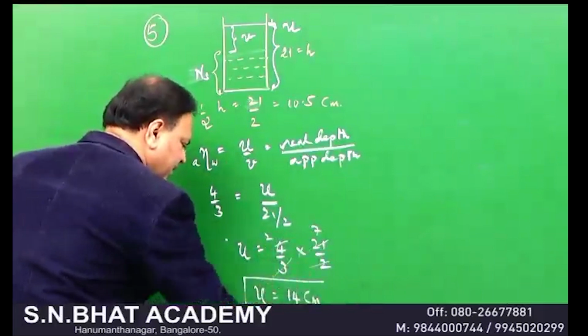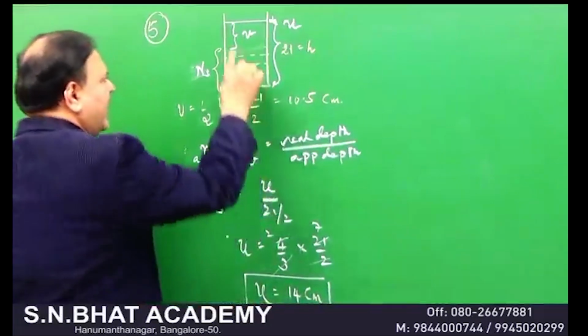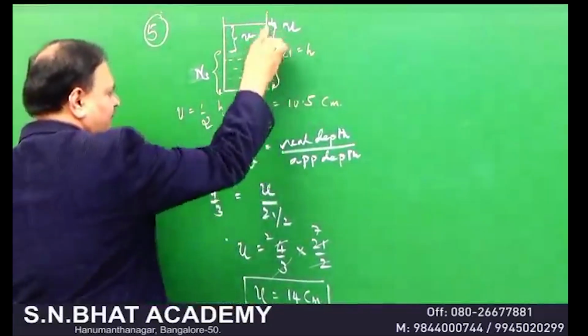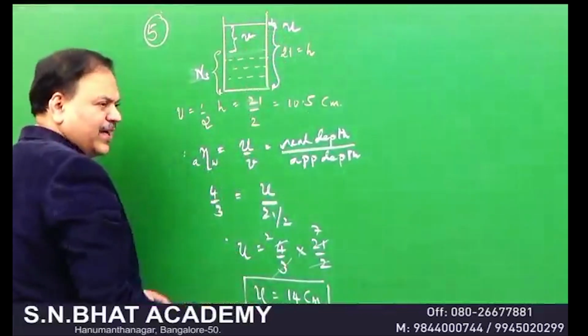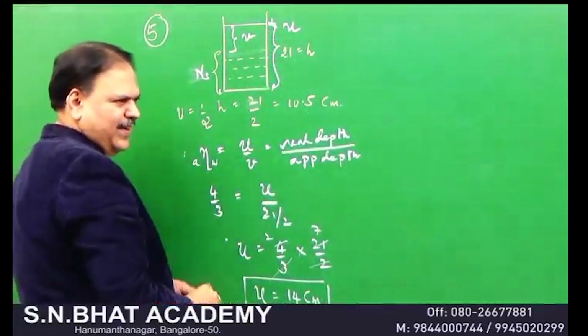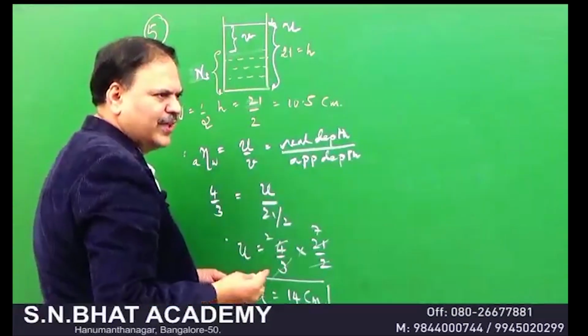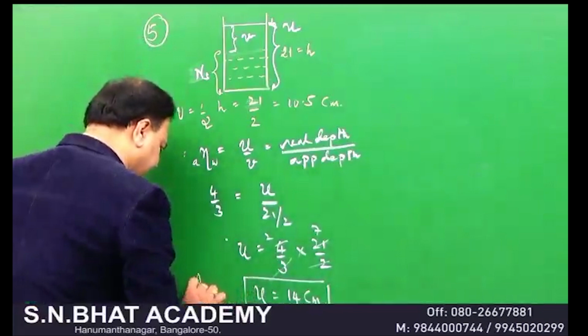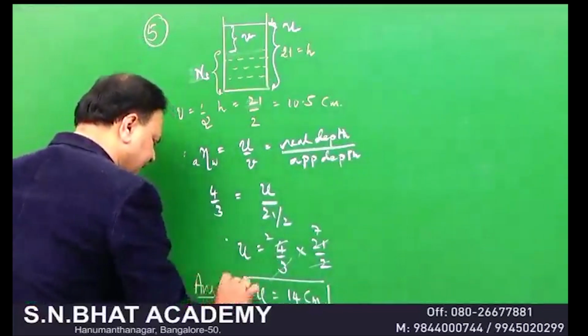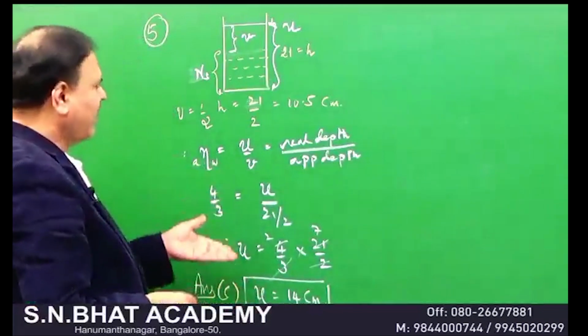So what is the answer? That's the real depth. Real depth is from here to here. The real depth of the water is 14 centimeter. So mark the right alternative there. The right alternative is C. So therefore your answer is C for this. That's why you understand that.